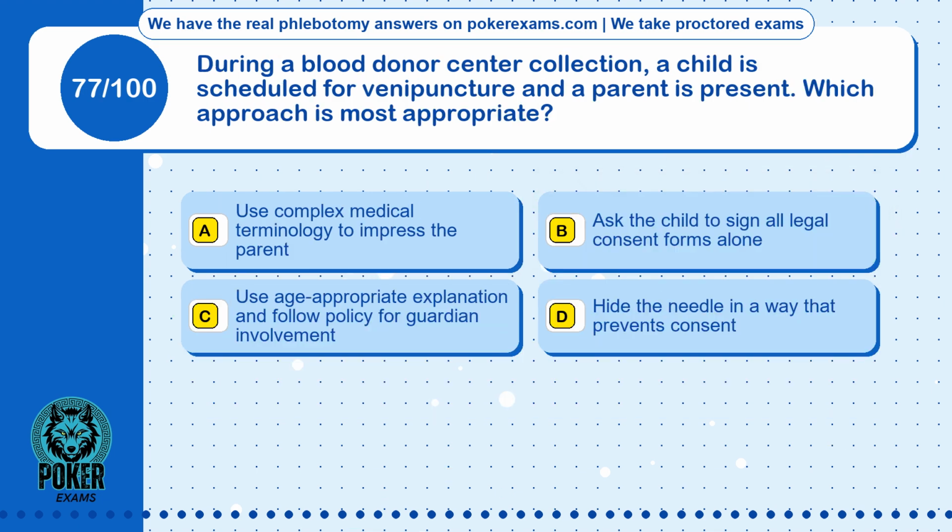Question 77. During a blood donor center collection, a child is scheduled for venipuncture and a parent is present. Which approach is most appropriate? Option A. Use complex medical terminology to impress the parent. Option B. Ask the child to sign all legal consent forms alone. Option C. Use age-appropriate explanation and follow policy for guardian involvement. Option D. Hide the needle in a way that prevents consent.